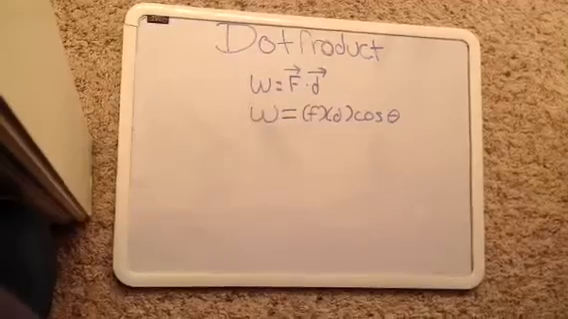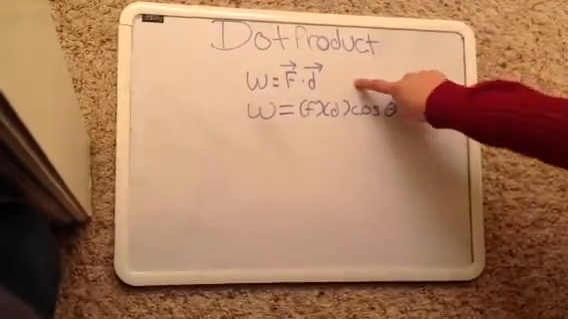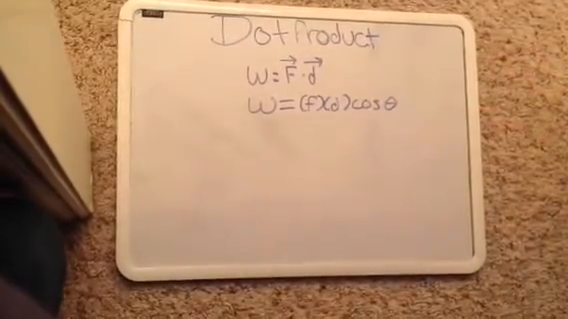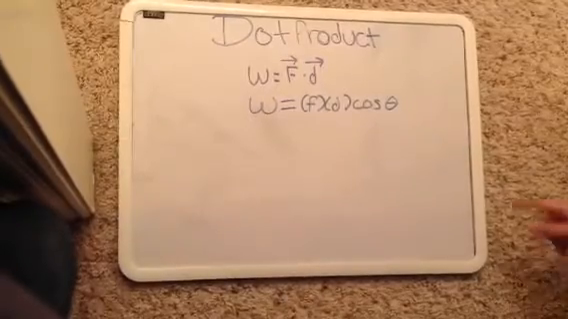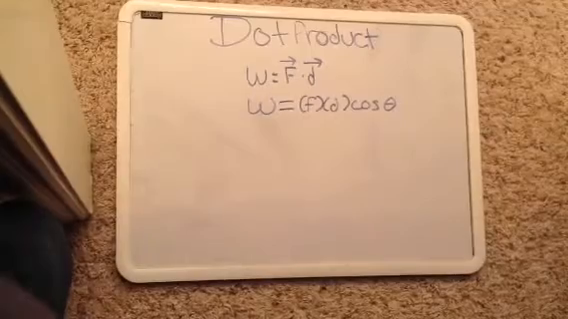Now for dot product, if there is no angle between the vectors, you use this equation, and the two vectors will be going in the same direction. But if there is an angle, you'll use this equation, and that is really all you need to know about dot products.